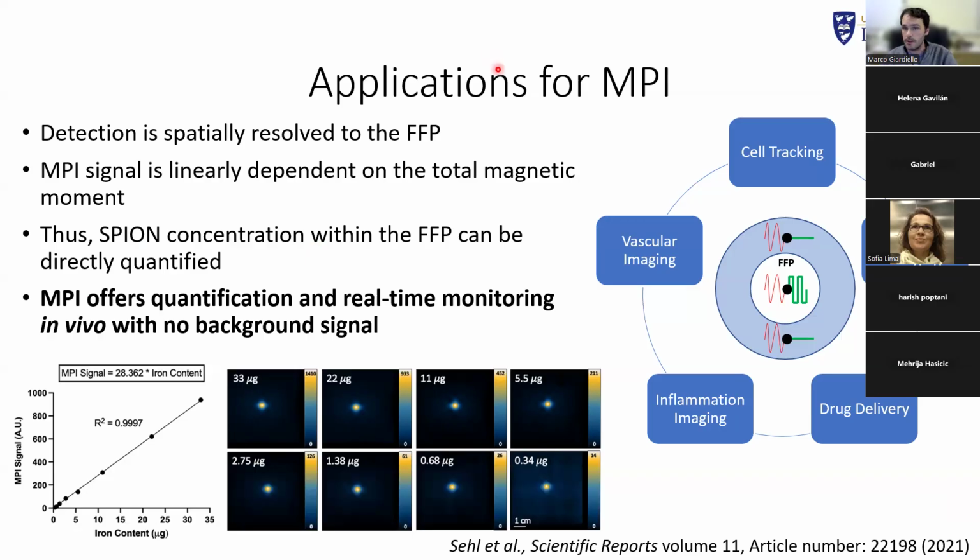So it's very useful for things like cell tracking, perfusion imaging, drug delivery, inflammation, and vascular imaging, as well as other things that other people might be adding. I've just added these as an example. This is from a group that we work with over in Canada, who did a study demonstrating the linearity of the signal with the concentration of iron that you have. You see how linearly it increases as you change your magnetic particles. It's really bright and goes less bright as you decrease the magnetic particles. So there are many applications that MPI can have.